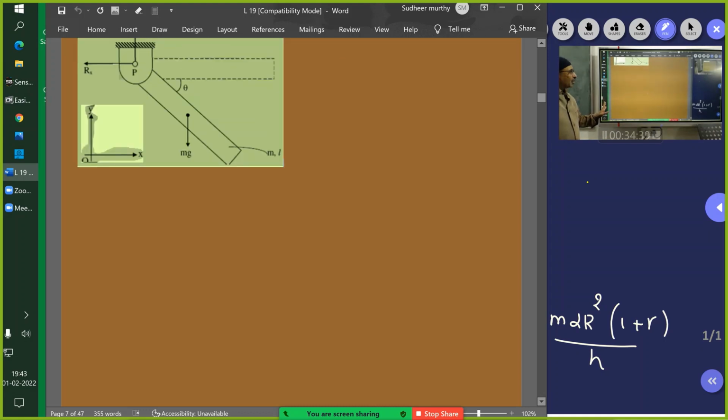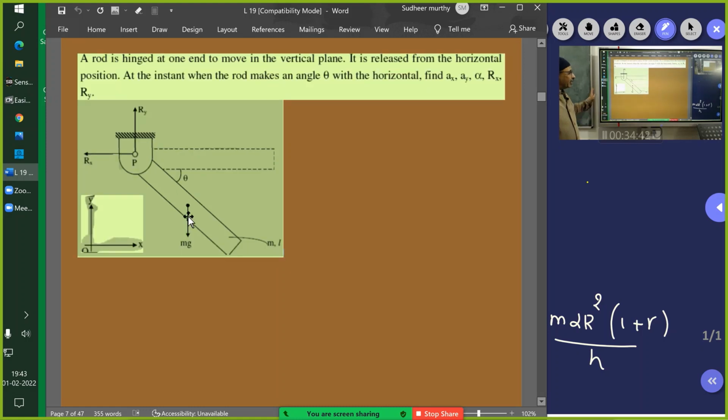So see, the strategy is very clear here. No issues. But the only thing is, you have got here A, omega square L. Omega is not given. So you have to calculate omega at theta. How will you calculate omega at theta? Energy question.